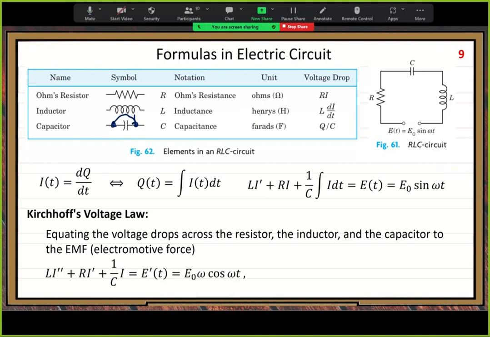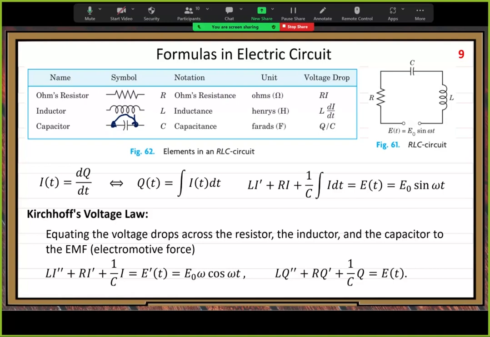Taking the derivative, the first term is L, I double prime, because L is constant. R is constant, so R times I prime. Then 1 over C times the derivative of the integral, which is I. Then the derivative of the E function, that's this one. Now it's closer to our standard ODE. We can make the coefficient 1, very easy to convert to our standard equation. Second order, linear, non-homogeneous equation.